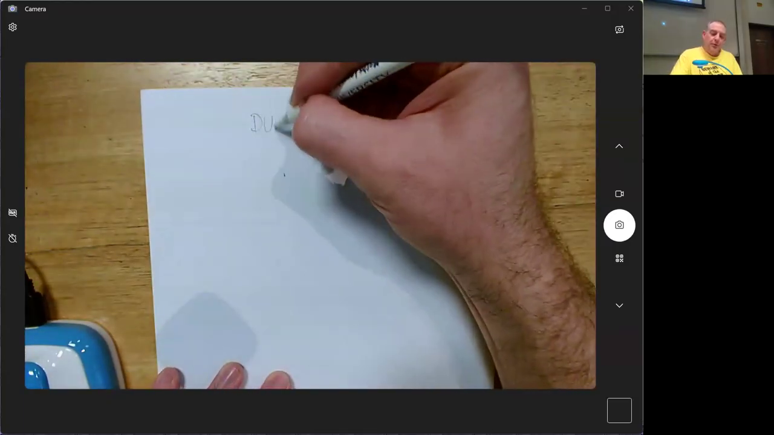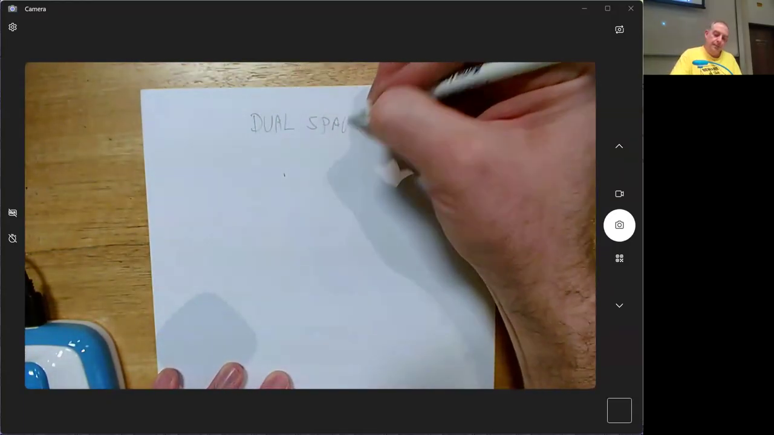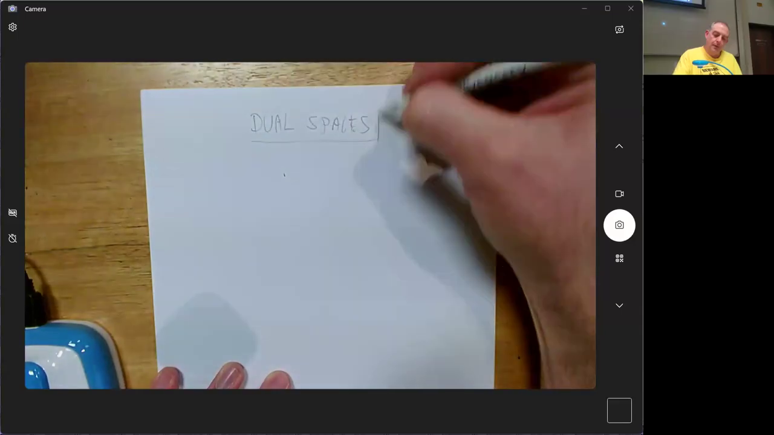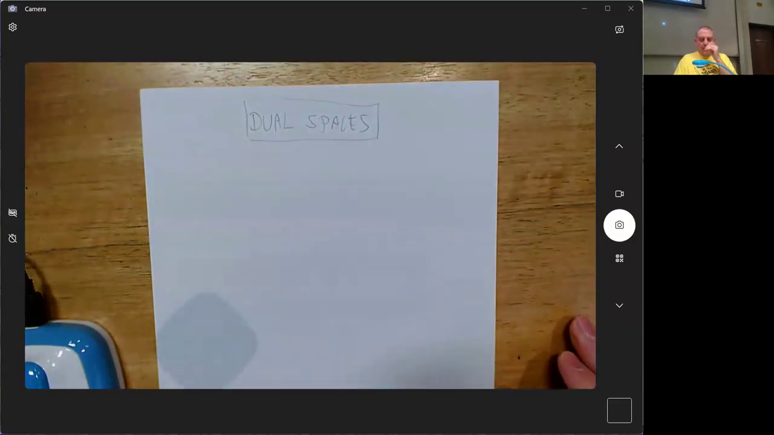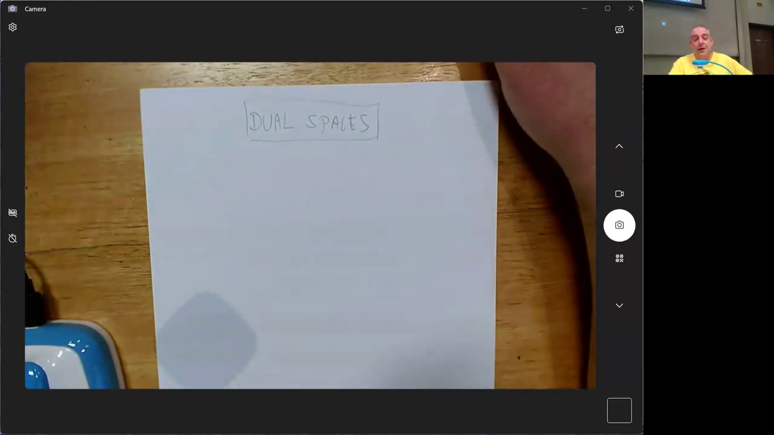So we're going to be talking dual spaces. This is going to require me to look at all the definitions, see what they mean, try and process them. It's been a while since I've looked at this.